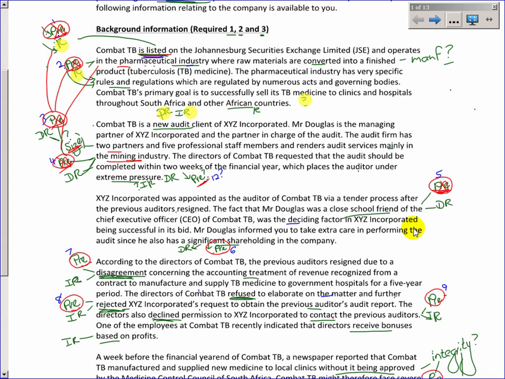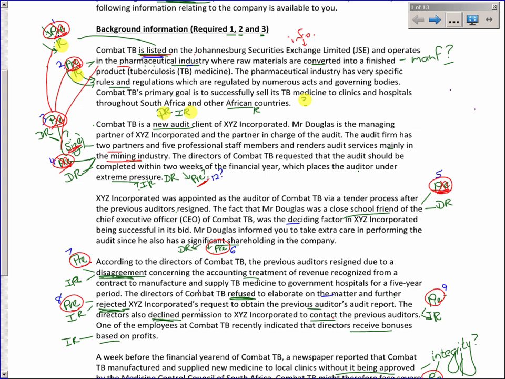So Combat is listed on the JSE, the Johannesburg Securities Exchange. Is that information that we would need in order to understand the entity and its environment? Absolutely, okay? There's no question that if they're listed, they're governed by the rules of the JSE. So in terms of that, I'm just going to write a little info above that so we know that we need that, right? So information on the JSE.